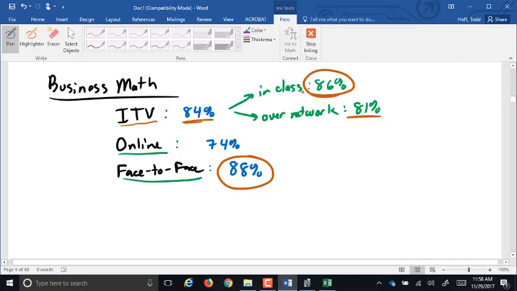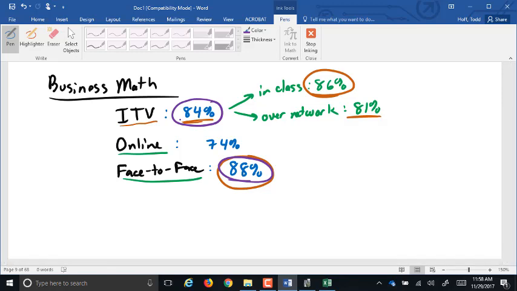So those that are arguing that ITV is a good mode of delivery for courses, because 84% success compared to 88%, it's almost the same as the face-to-face success rate. Well, that would be a good comparison that would tend to make evidence in favor of ITV being a good mode of delivery. Or by breaking it down, saying the students that are over the network only have an 81% success rate, which is significantly lower than the face-to-face success rate.